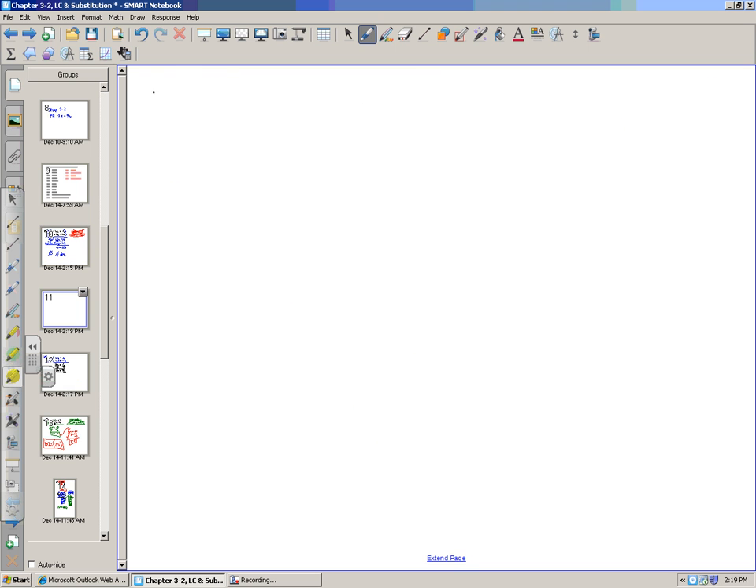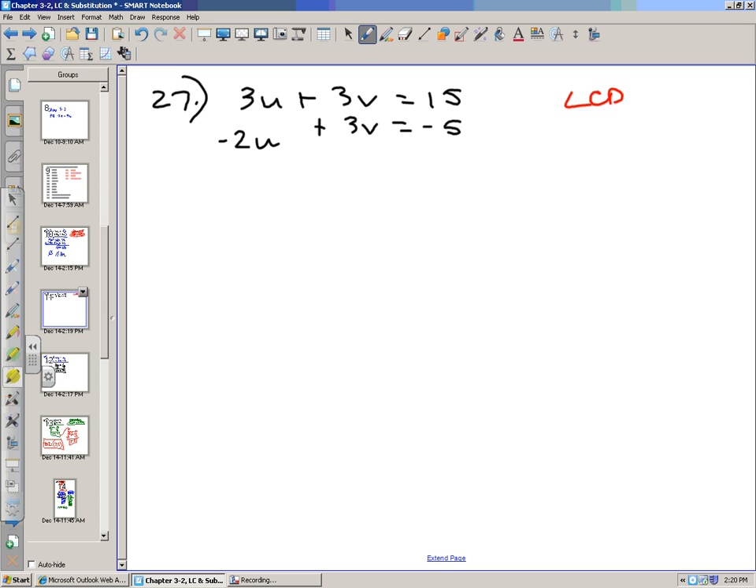27. 3u plus 3v is equal to 15. Negative 2u plus 3v is equal to negative 5. So are they lined up? Uh-huh. And what's my LCM for my x's? Plus or minus 6. What is my LCM of my v's? Plus or minus 3. They're already 3's, aren't they?